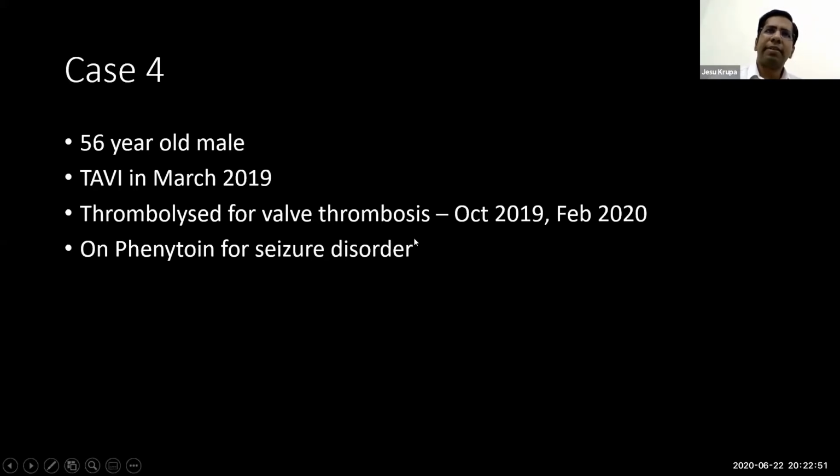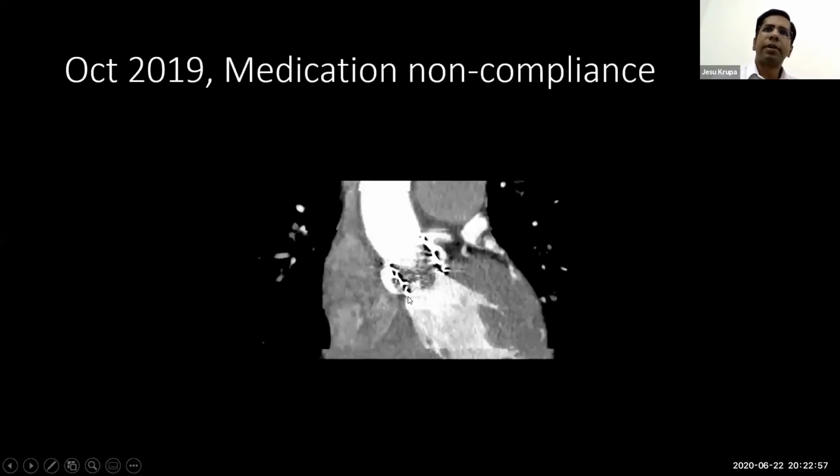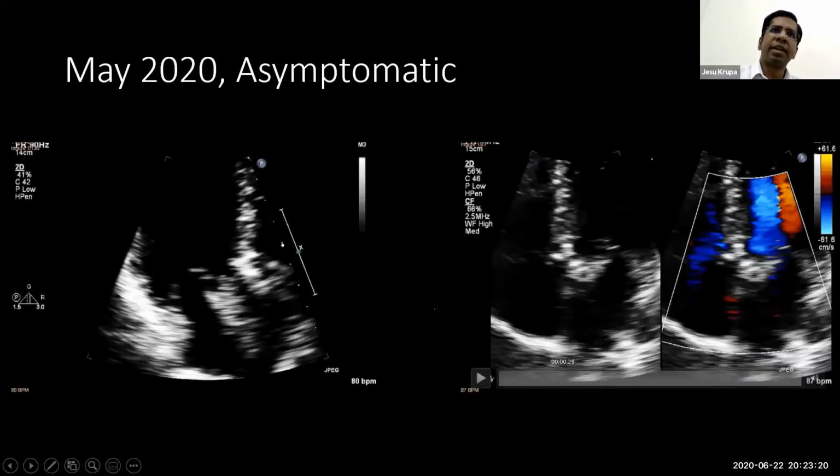So he also had valve thrombosis and was thrombolized a couple of times. The first time he came, he was non-compliant, and this was the CT which was done. Also note the importance of CT for bioprosthetic valve thrombosis, not only for the mitral, not only for the aortic or TAVI, but also for other bioprosthetic valves. So this was a thrombus that was seen in his first presentation.